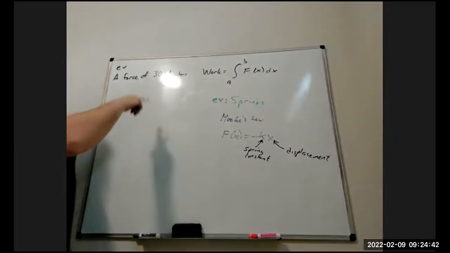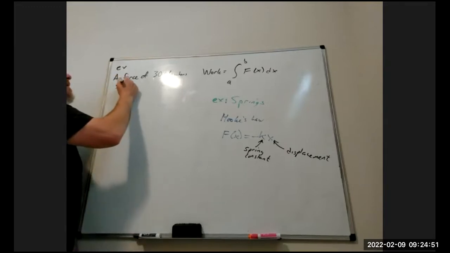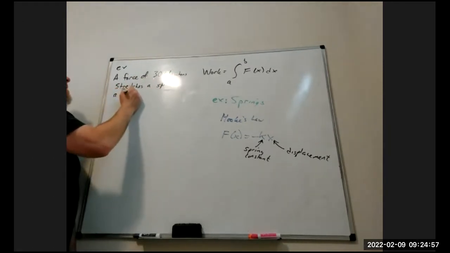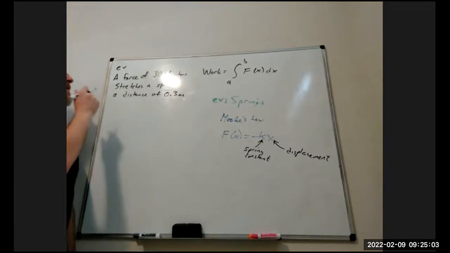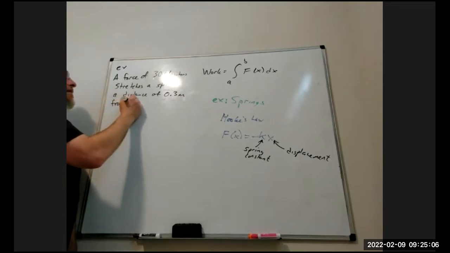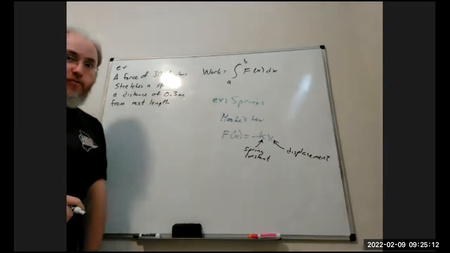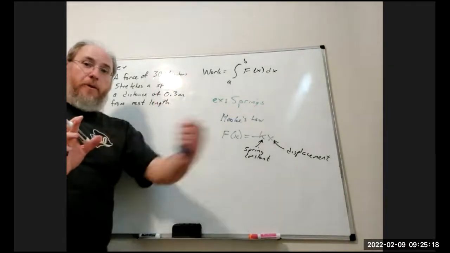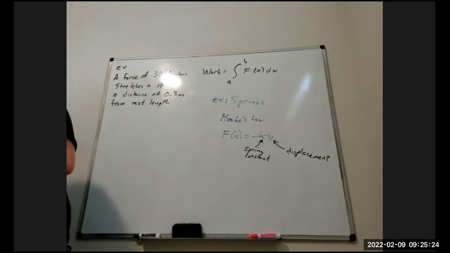All right, so let's say a force of 30 newtons stretches a spring a distance of 0.3 meters from its rest length. So if we've got a spring, we apply a force of 30 newtons, so we pull it with a force of 30 newtons, and it causes it to stretch 0.3 meters.